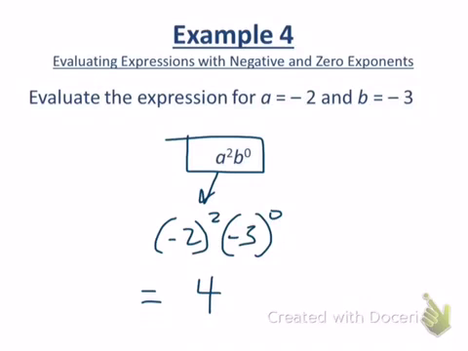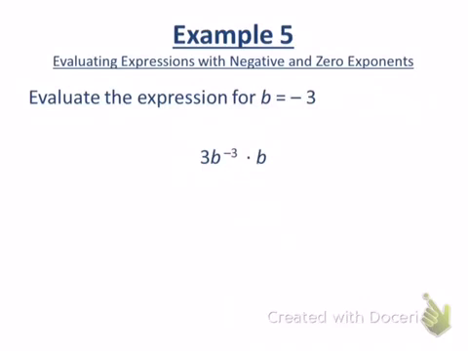Any non-zero number raised to the power of 0 is 1. So really, we didn't even need to include this, did we? B to the 0 is 1. Yes. So -2 times -2 is 4, and we're good to go. All right? Here's another one. Evaluate the expression for b equals -3. So we've got 3b to the -3.